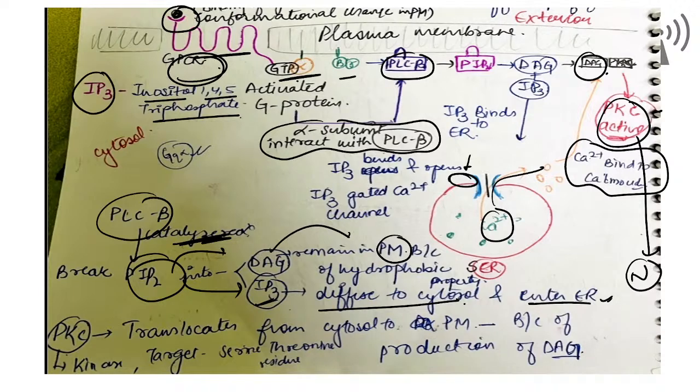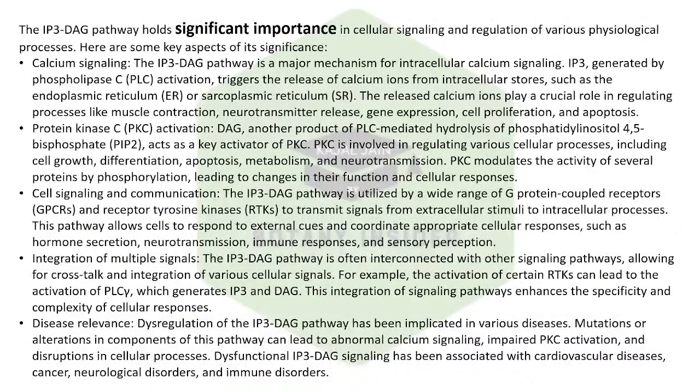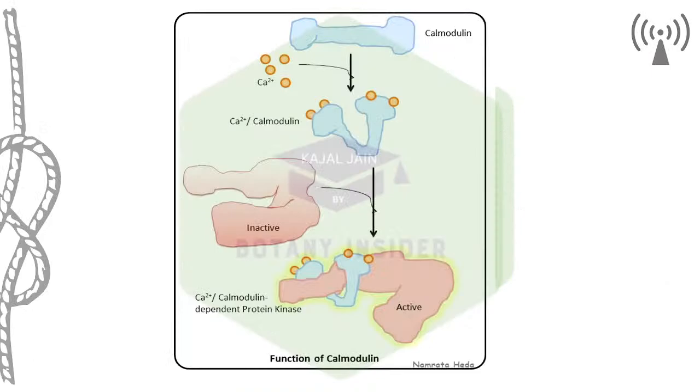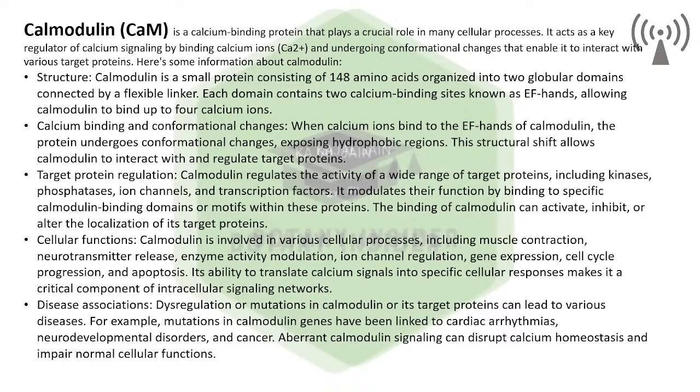I've explained the entire same thing to you just now. This is about your IP3-DAG pathway, okay? Now over here, you have the significant importance: calcium signaling, protein kinase activation, cell signaling and communication, integration, and disease relevance as well.